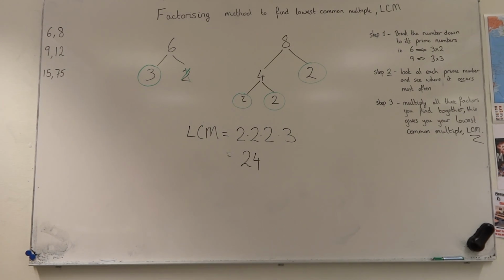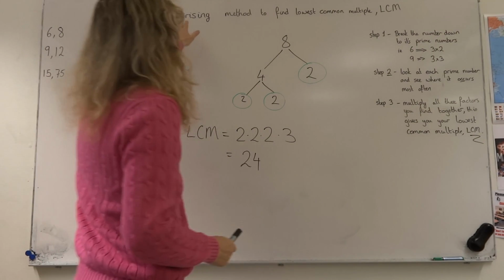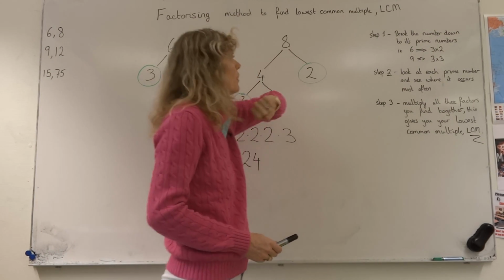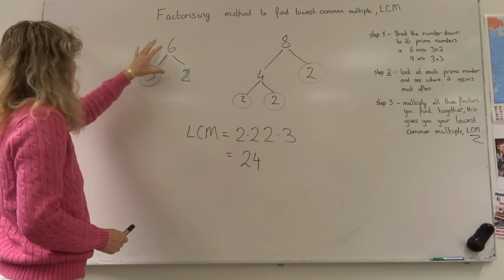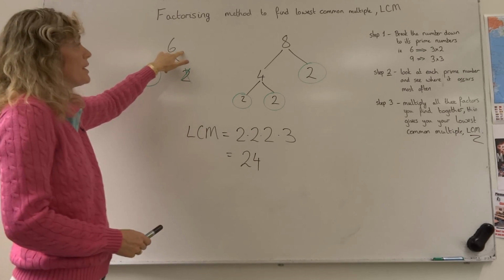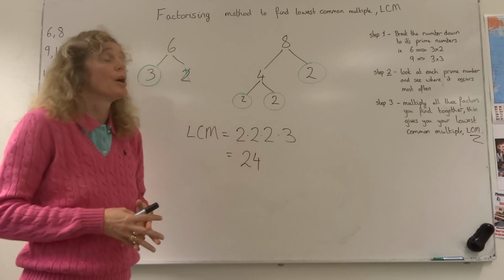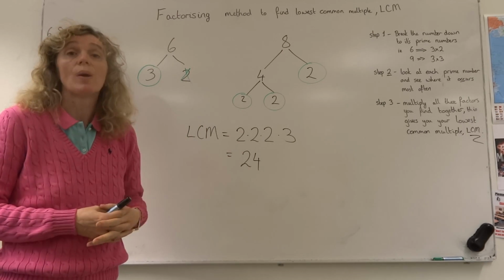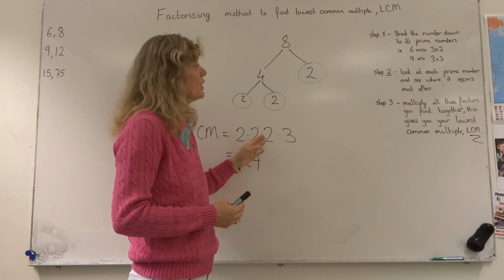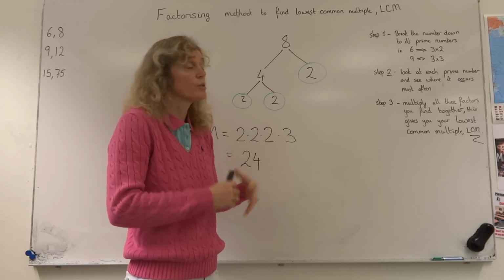Okay, I would like to discuss the factorising method. Factorising method to find the lowest common multiple. If we'd like to know what's the lowest number that both 6 and 8 can be divided by, this is a very good method to know if you need to add fractions, for example. You need the lowest common denominator on the bottom of the fractions.